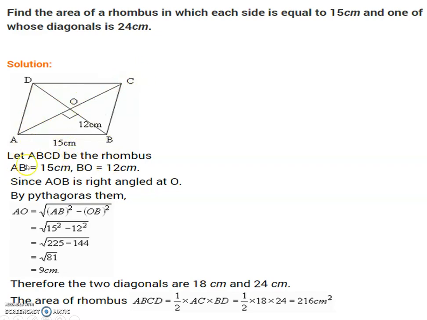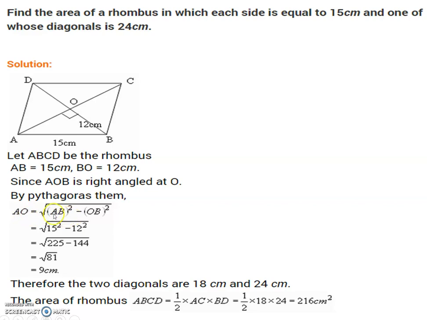Now ABCD be the rhombus. AB is 15 centimeter, BO is 12 centimeter. So how do we find now the third side? Is it right? Is it possible that way? Yes, let us check. Since AOB is a right angle, so a right angle is given, we use the Pythagoras theorem.